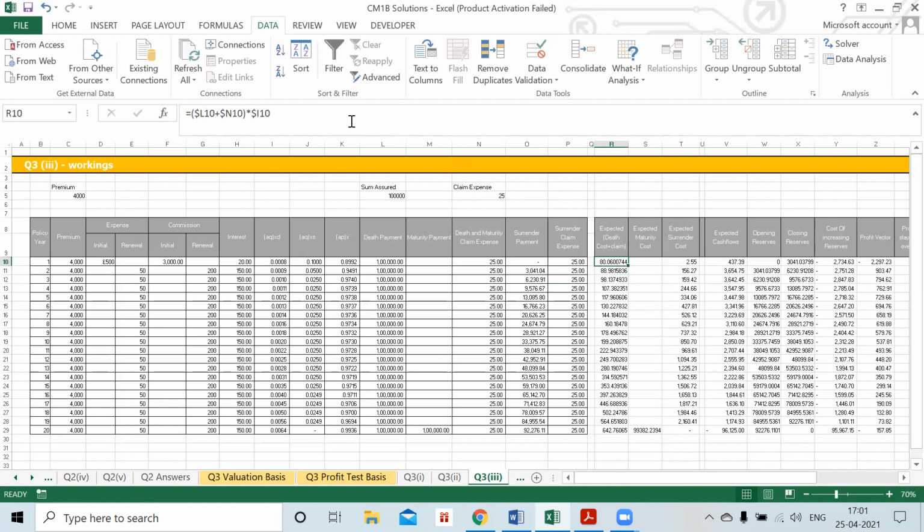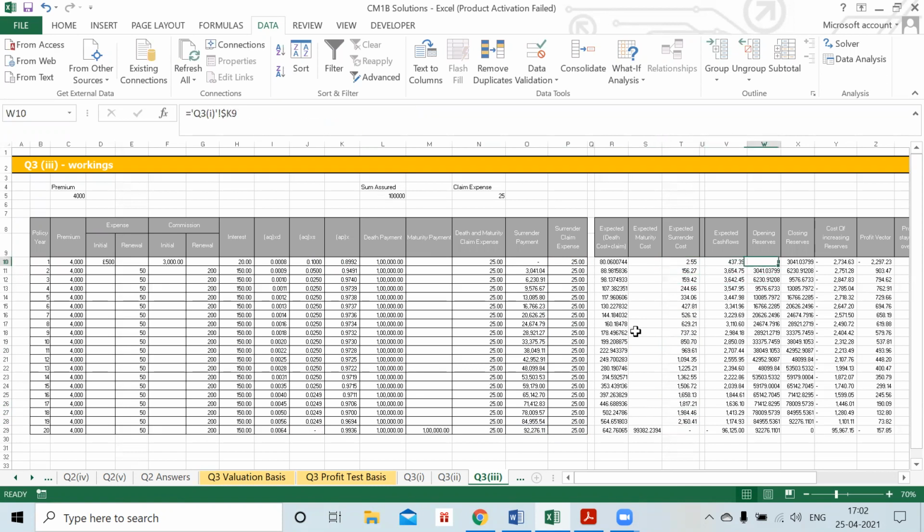So expected death cost will be death payment plus claim expense into the mortality rate, and maturity will be the same, maturity payment plus claim expense into the maturity rate. Surrender cost will be the same, surrender payment plus claim expense into the surrender rate into 1 plus i to the power 0.5 because it is payable immediately on surrender. Okay, payable immediately. Whenever it's payable immediately, we do 1 plus i to the power 0.5 till the end. And in the last year it will not be 1 plus i to the power 0.5, but it's 0. So it doesn't matter, since it's 0 in the last year, there will be nothing over here.